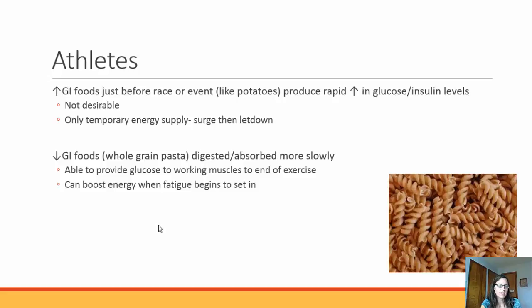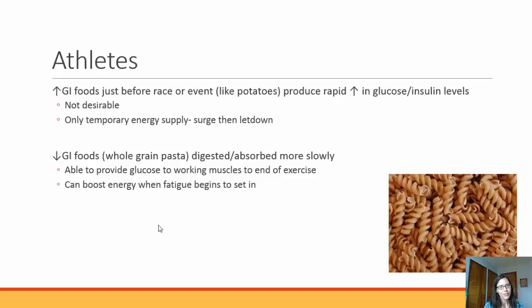So athletes can use this glycemic index to their advantage. They might choose their foods based on that. So if, say, I'm a cross-country runner and I'm about to go for a long race, and I eat something like a white potato, well, I'm going to have energy pretty quick because that food has a high glycemic index.